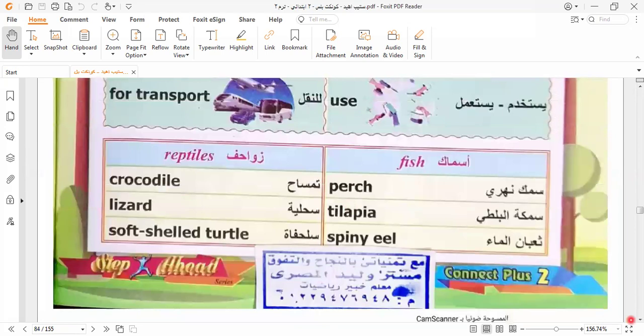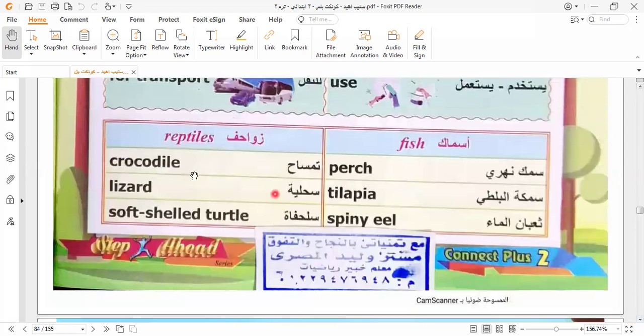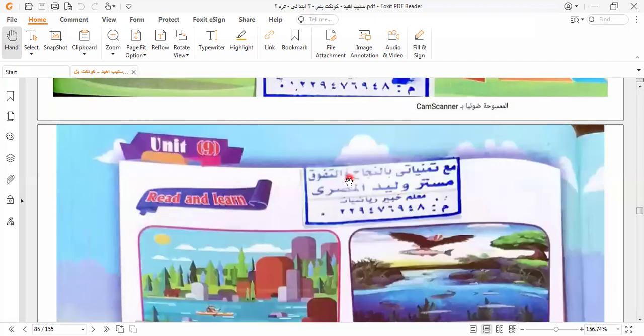We have here reptiles and fish. What things are reptiles? We have crocodile, we have lizard, and we have soft-shelled turtle. I will repeat again, reptiles: crocodile, lizard, soft-shelled turtle. We have here fish, tilapia, spiny eel, and fish. Let's go to another one.